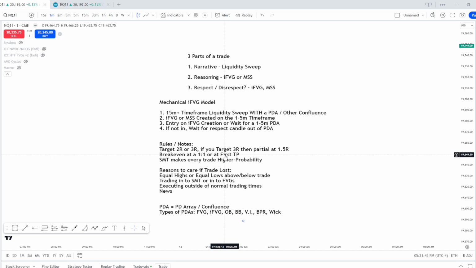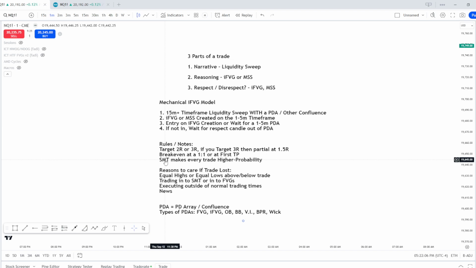Now, I set break-even at a 1-to-1 just because that's what I prefer. It keeps my win rate a little bit higher, and most of the time, if my trade comes to a 1-to-1 and ends up reversing back to break-even, more likely than not, it just ends up being a loss. So that's why I personally set break even at a 1-to-1, and I just go for 2R most of the time.